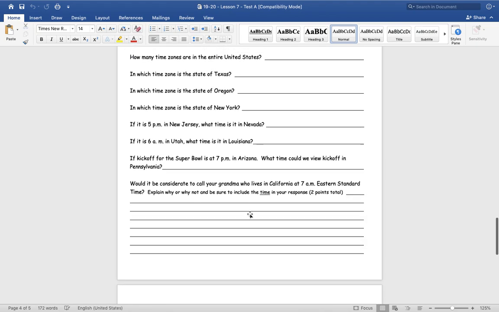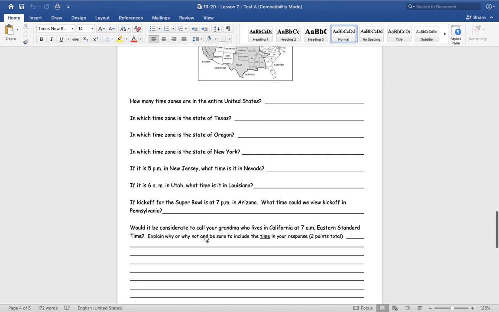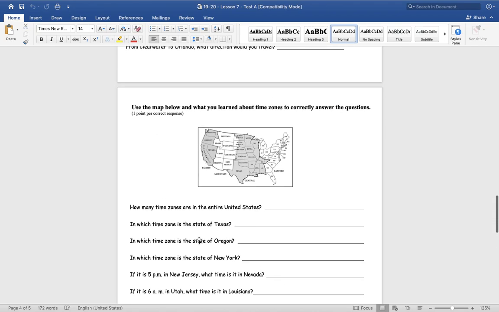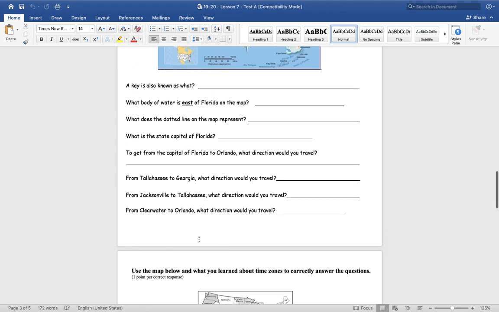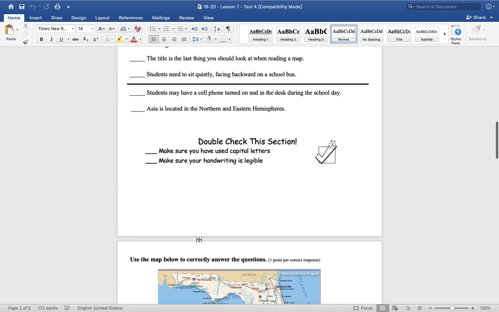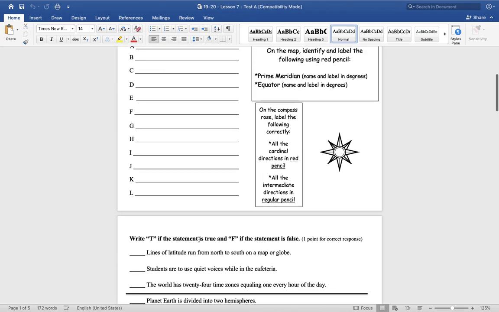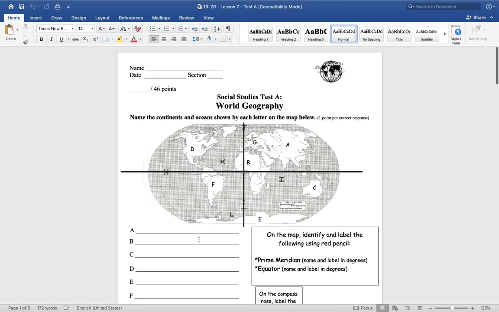Again, hopefully you paused and started. If you need to, please go back. Never turn in your work that you haven't double-checked. Make sure that you are doing your best work, and when you are ready, you are going to put it in the turn-in bin and check off your name.